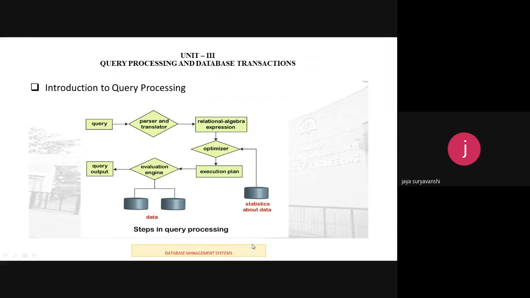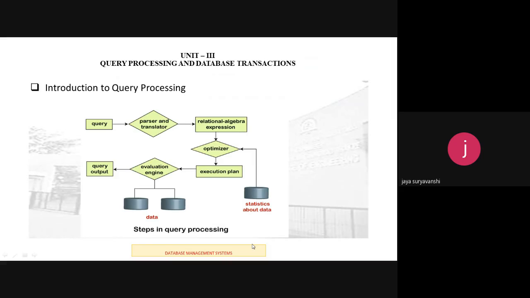It includes translation of a query in the high level language into expressions that can be implemented at the physical level of the file systems. In query processing, we will understand how these queries are processed and how they are optimized. This is the graphical representation of query processing. Now, one by one, we will see the different phases of query optimization.